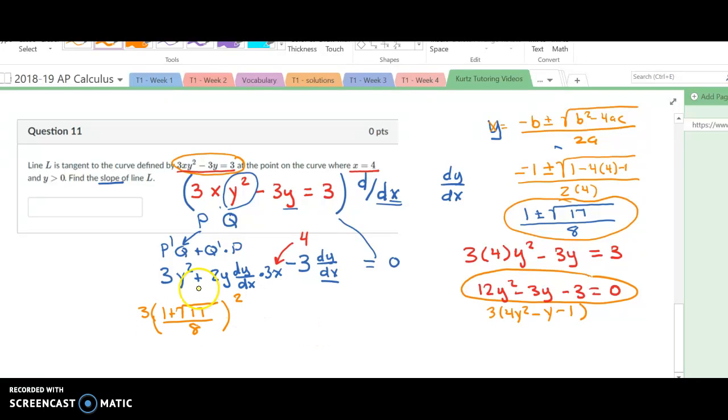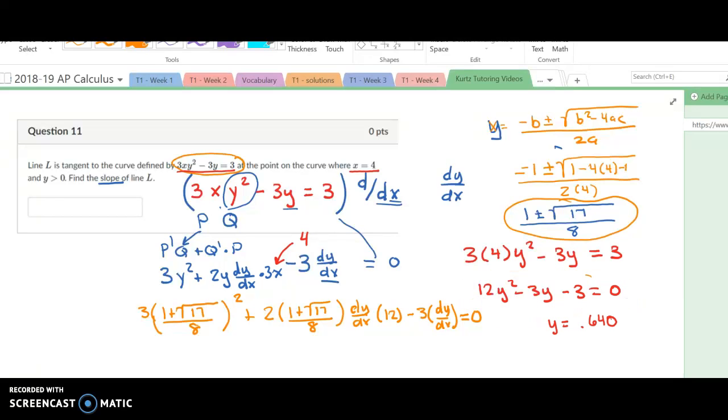squared plus 2 times 1 plus the square root of 17 all over 8 times dy dx times 12 minus 3 times dy dx equals 0. I already got sick of doing this without a calculator. My gut is it's not intended to be one. So instead of all these radicals, that turns out to be 0.640.